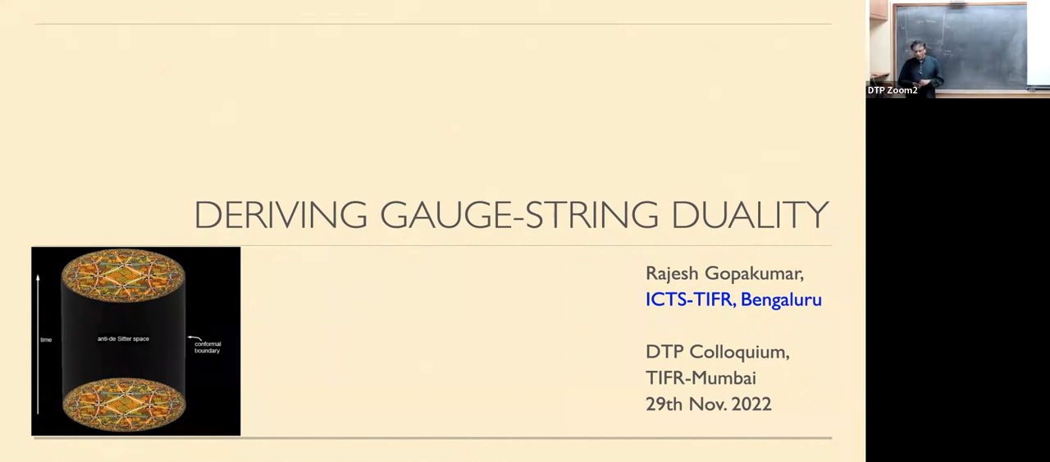I'll try to give a broad overview of some topics. Actually, Shiraz covered some of the ground in the part of my talk, so I don't have to repeat that. So this is about one aspect of what Shiraz was talking about, namely the AdS/CFT correspondence, or what is probably more broadly known as gauge string duality.